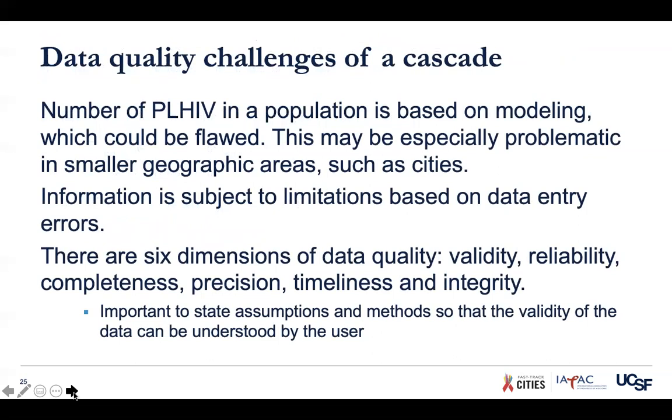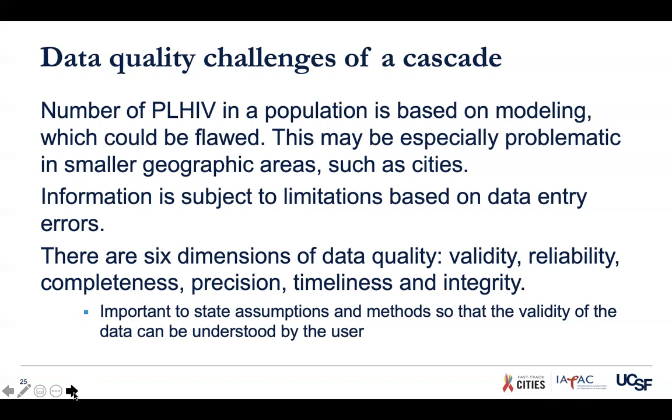So the data quality challenges in the cascade are, first of all, that the first number, the number of people living with HIV, is based on modeling, right? And that can be especially problematic in smaller geographic areas such as cities, right? Secondly, you're totally dependent on data entry to say who's on therapy, who's suppressed, right? So we have the issue of data entry errors and basically limitations around the quality of data.